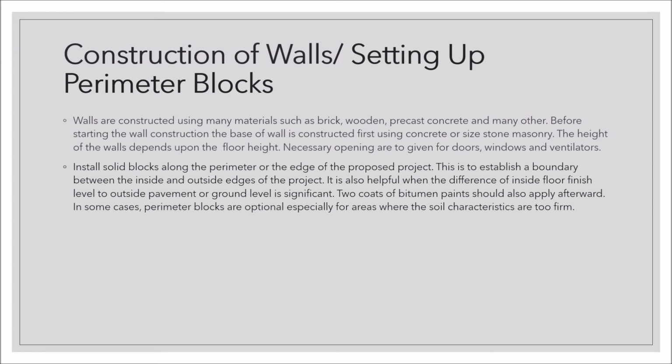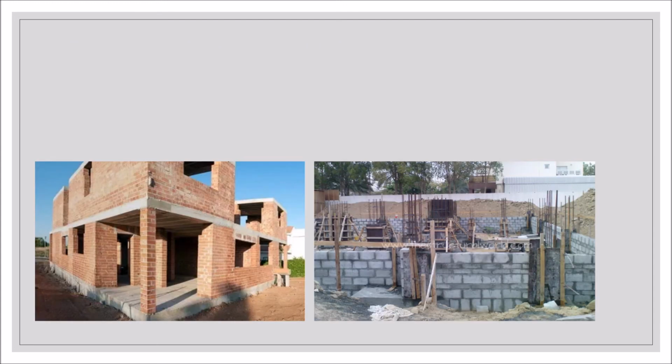Install solid blocks along the perimeter of the edge of the proposed project. This is to establish a boundary between the inside and outside edges of the project. It is also helpful when the difference of inside floor finish level to outside pavement or ground is significant. Two coats of bitumen paint should also be applied afterward. In some cases, perimeter blocks are optional, especially for areas where the soil characteristics are too firm. So this is the wall construction work.